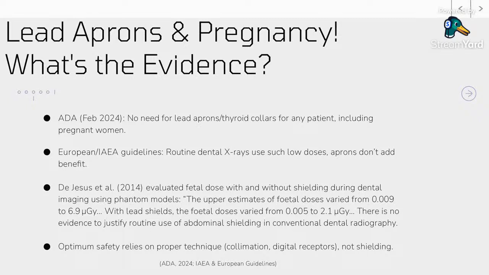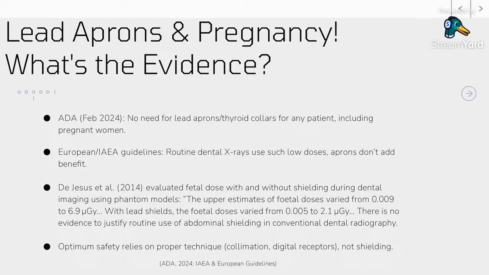However, if you are making an exposure towards the fetus, for example, for a maxillary occlusal radiograph, you may want to take that into consideration, because the rays may be directed towards the fetus.